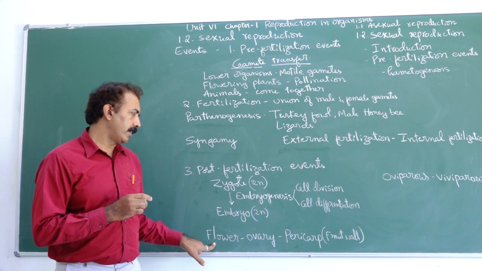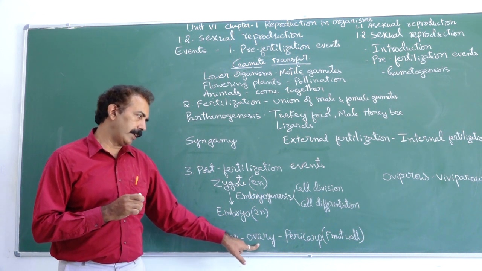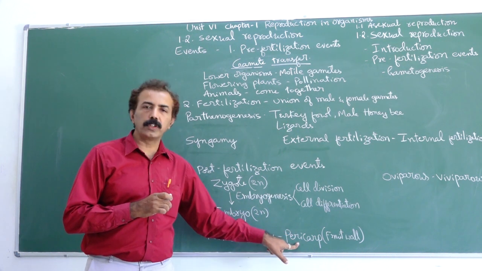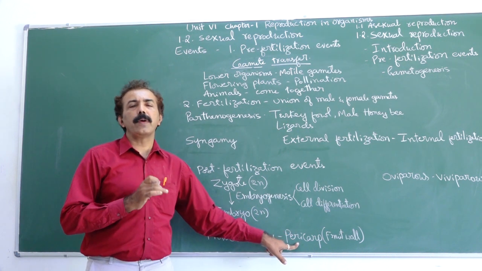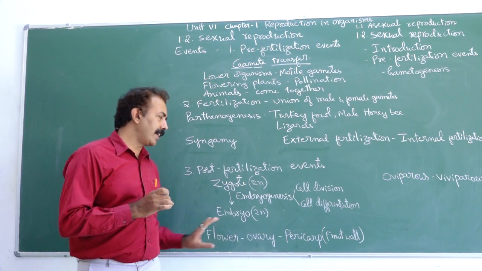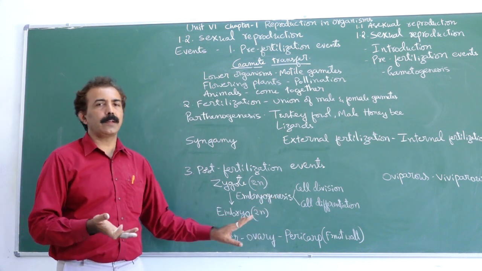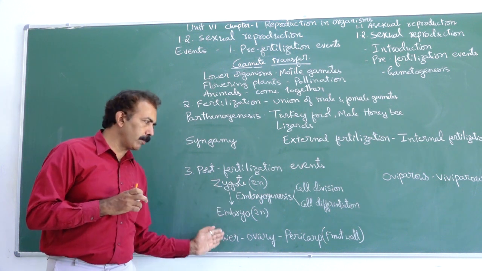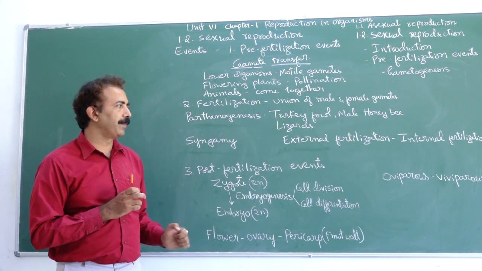So flower has an ovary part. After fertilization, the ovary develops into fruit, and the fruit wall is called pericarp. We'll study more about this in the next chapter. Only a summary is given here. Don't worry, we'll study more about this in the next chapter.